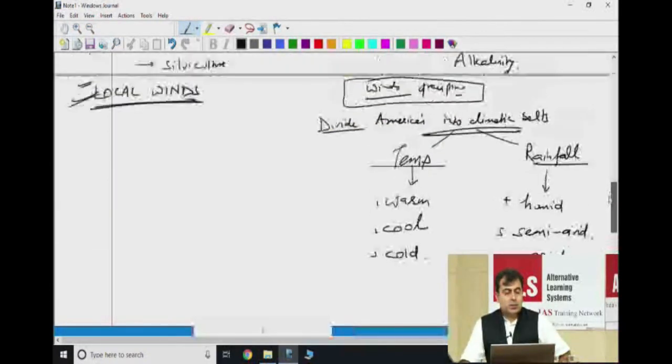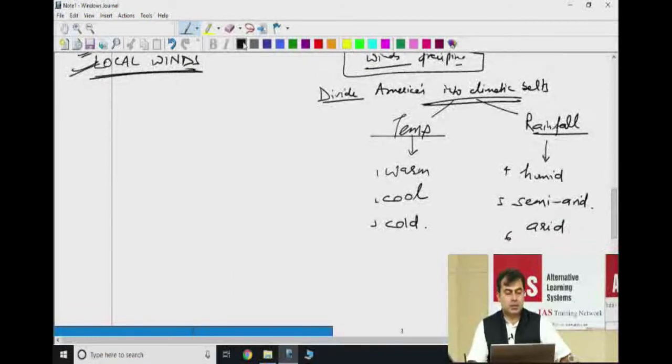So let's talk about a local wind. And this local wind is called Chinook. This local wind is also called, another wind I have is blizzard.